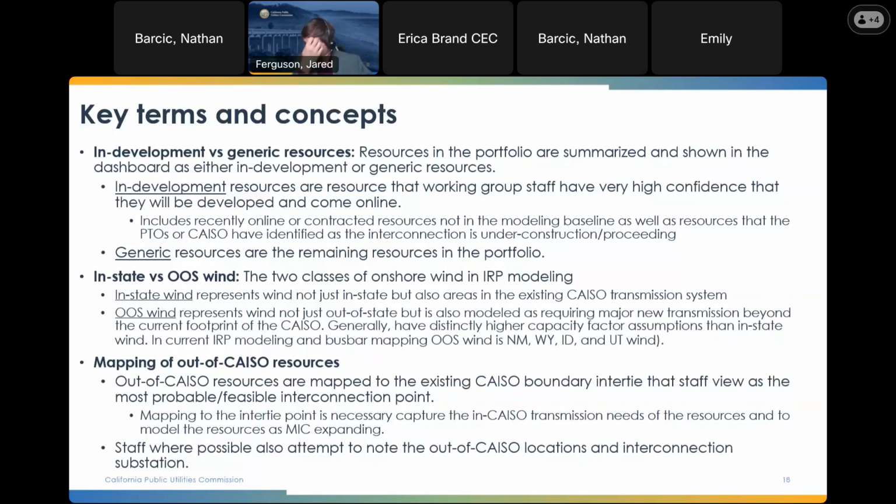So if the portfolio in 2034 has 16 gigawatts of solar, we've identified about 6.5 gigawatts of in development resources. Those are either contracted resources or online resources not in the baseline. We want to make sure that those are accounted for in the mapping process. The remaining 9.5 gigawatts of solar are considered the generic resources that have full flexibility to be optimized through the Busbar mapping process.